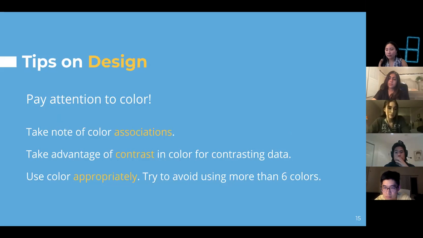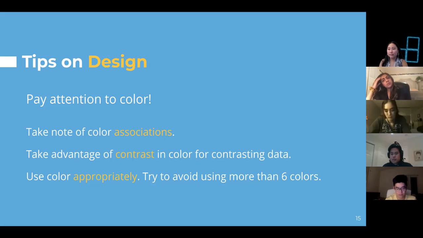The first important thing to take note of is color associations. Colors have meaning behind them, and one of the most obvious color associations is red and green. You don't want to mix those up. Red is negative, green is positive. And if you look at all the other colors on the color spectrum, they should all have meanings associated with them. So just take a second before you assign a color to an item and think if it's going to confuse anybody.